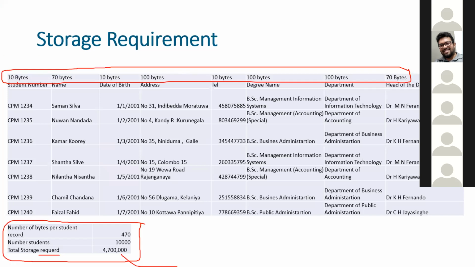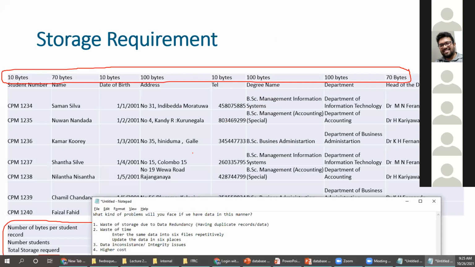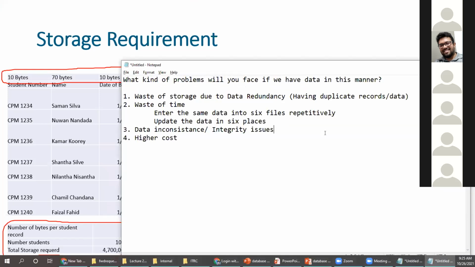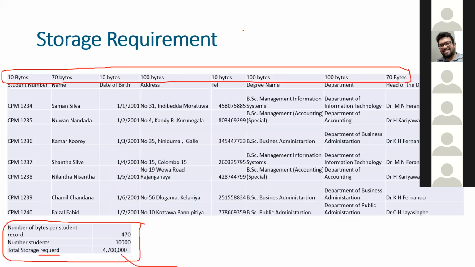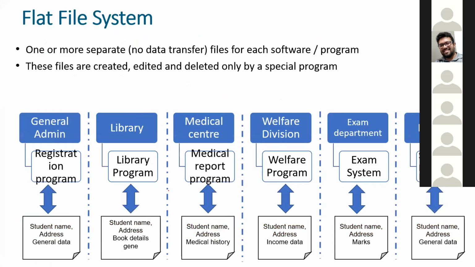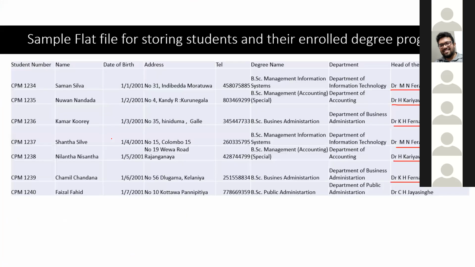Right, I hope this one is clear now. There are some problems again. Right? You can see here BSc management information. So this is repeated. So when you have this, you have the same set of questions again. So this is about having the same data in different places in different systems. This is having the same data in the same file multiple times.